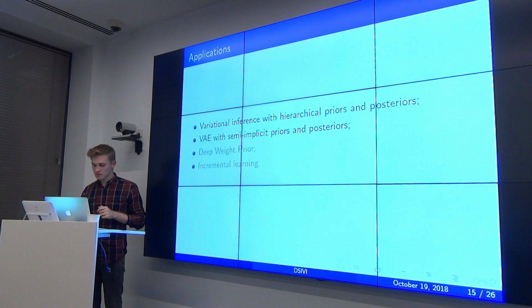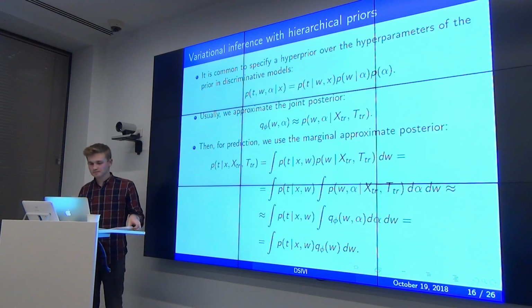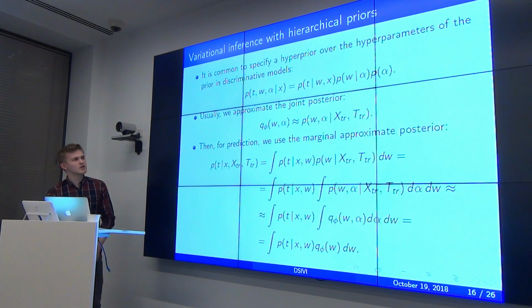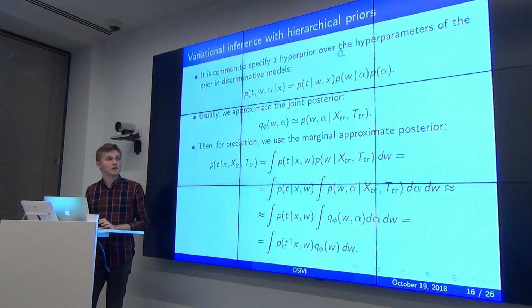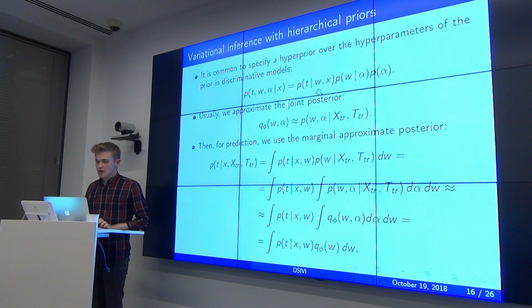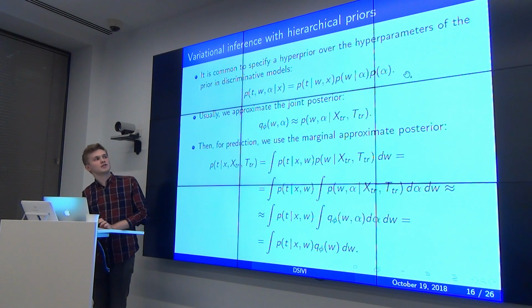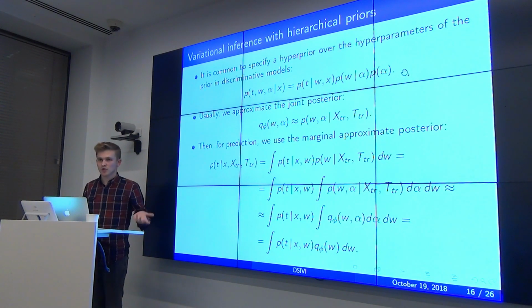Okay, so let's discuss the first two points in detail. In discriminative models, it is common to specify a hyperprior over the hyperparameters of the prior. So we have the joint distribution over the targets T, some parameters W, and hyperparameters alpha, given some object X, which factorizes like this. Here we have the likelihood, here we have the prior given the hyperparameters, and the prior over the hyperparameters. How do we usually approach this problem?